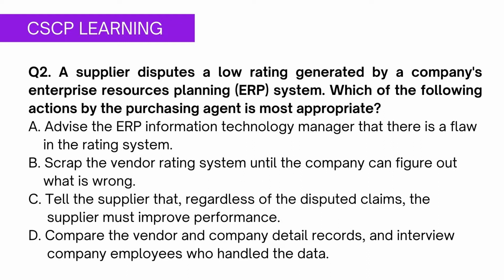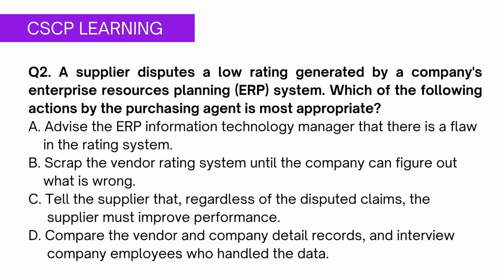Let's see what we have in option B. Scrap the vendor rating system until the company can figure out what is wrong. You cannot scrap a company's system on one supplier's complaint. We should investigate and find out if the supplier's complaint is genuine or not. So this is not the appropriate choice as well.